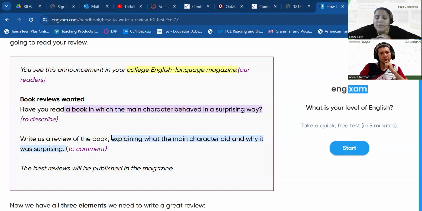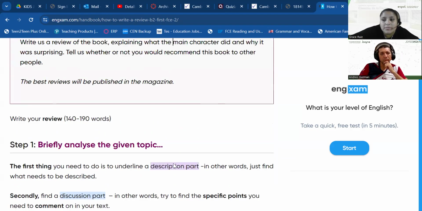¿Ya? Entonces, eso es lo que tenemos que hacer. Primero, identificar estas tres cosas, ¿no? Our audience, what I need to describe, and what I need to discuss or comment. Yes? For a review. Because if we talk about, again, the structure, remember that first we need a title.